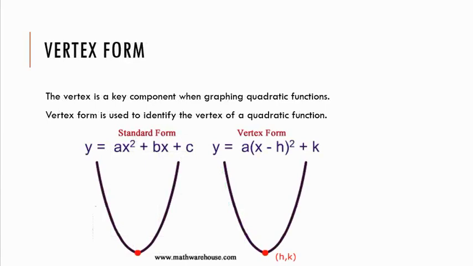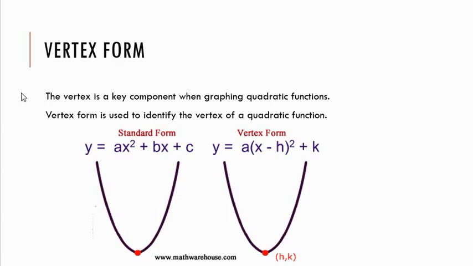Next, we'll move on to vertex form. The vertex is a key component when graphing quadratic functions. You need to know where to start, or where the axis of symmetry is, or just where the middle of the parabola is. That will also tell us our max value or our minimum value, which we'll get into later this lesson. But vertex form is used to identify the vertex of a quadratic function.